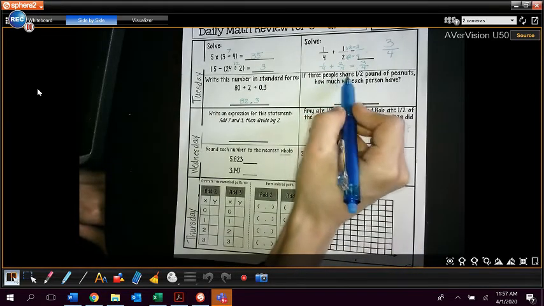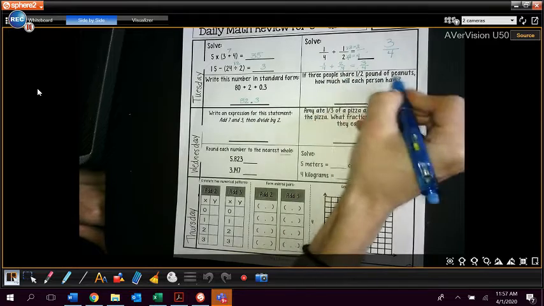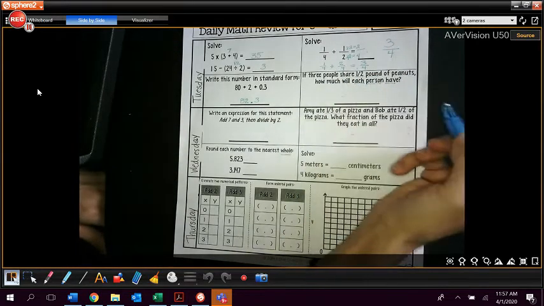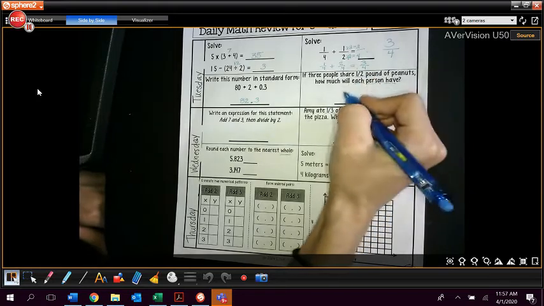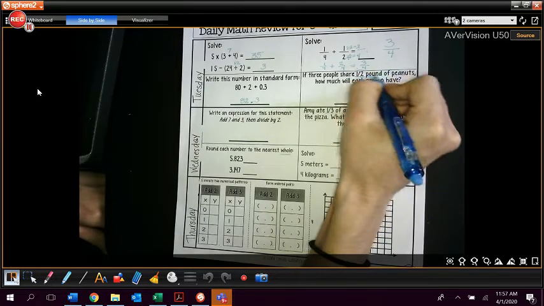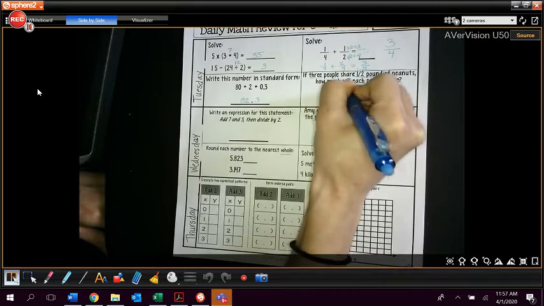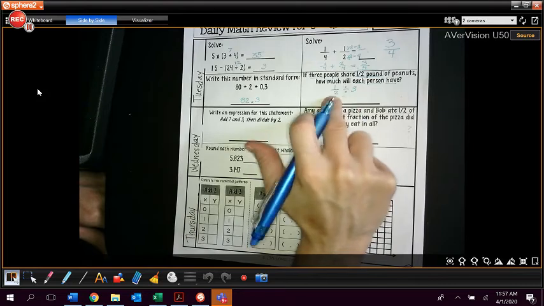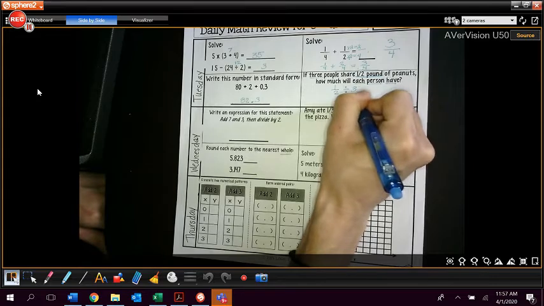If 3 people share half a pound of peanuts, how much will each person have? Here we are going to be dividing 1/2 pound among 3 people. Remember, when you are dividing a fraction, first of all you need to make sure that both of them are fractions. 3 is not a fraction, so in order to make it a fraction, we add a 1 to the bottom.